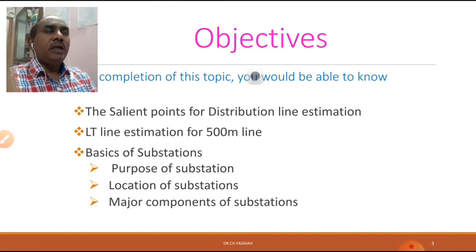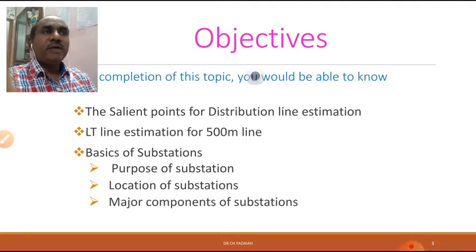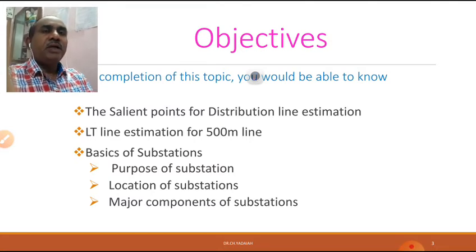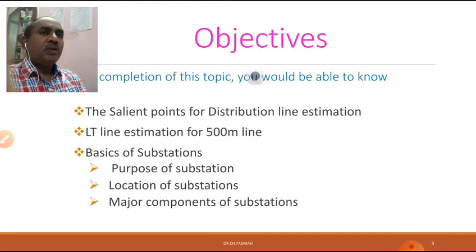That means for LT voltage, 230 volts plus or minus 5% voltage tolerance, and 50 Hz plus or minus 5% should be given to the consumers. For that purpose, our engineers, researchers, and leaders are trying to give quality power to our consumers. Now, LT means low tension lines.